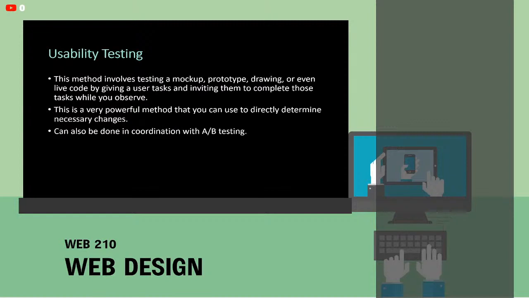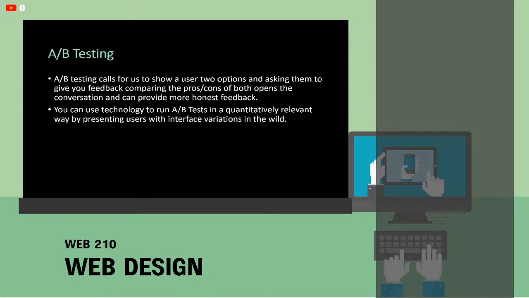Usability testing basically uses a mock-up or prototype or drawing, or you can even use a live code site, and you give your users tasks and invite them to complete those tasks while you watch. Heuristic evaluation is an example of this as well. This is a very powerful method that you can use to directly determine necessary changes. And this is something that you can do in coordination with A/B testing, right? So when we're talking about usability testing here, we're just giving someone a sample, asking them to work through it, seeing what they are able to use, what they're able to find, what they like, what they don't like. And if we take a B and put it with that A, then we can use that usability testing with some A/B testing.